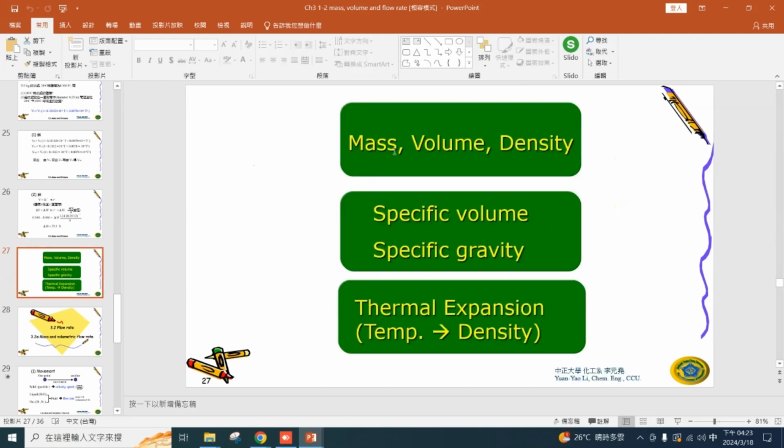The important thing is you need to know the definitions of mass and volume. Volume varies with temperature. When temperature increases, normally volume increases, and then density will decrease. And then you know that there's what we call specific volume and specific gravity. What's the definition? And thermal expansion, because density is related to temperature.